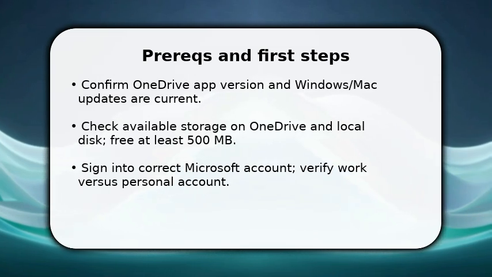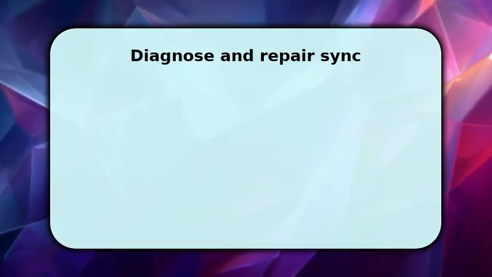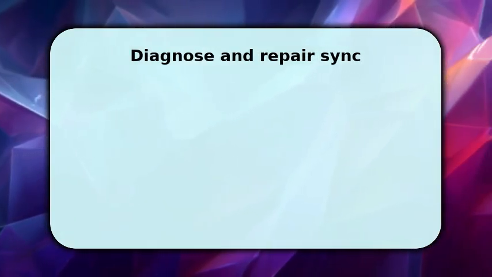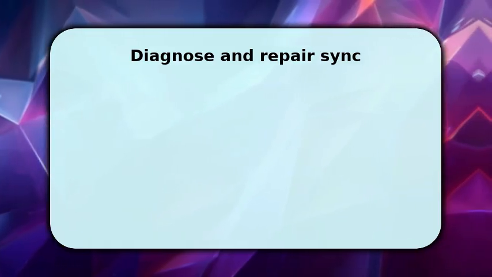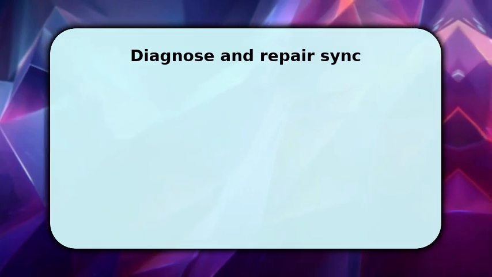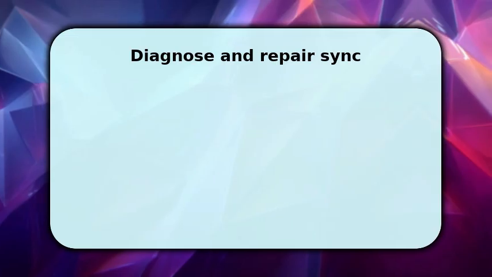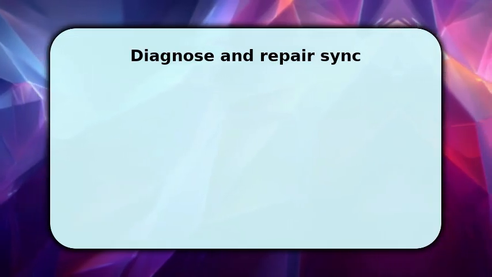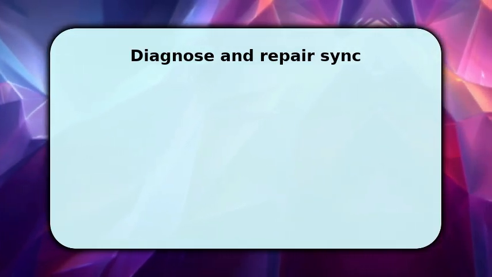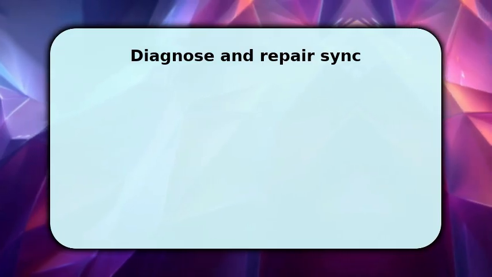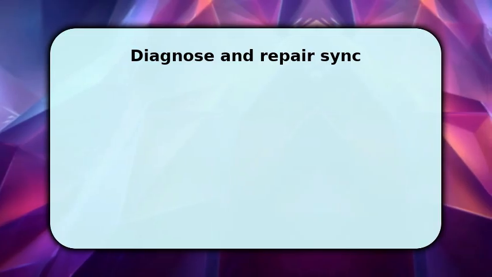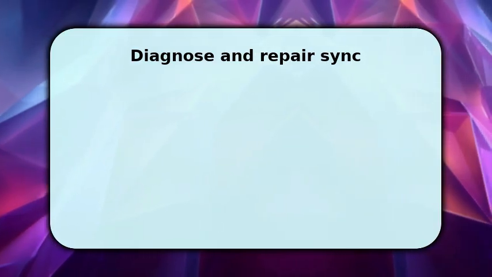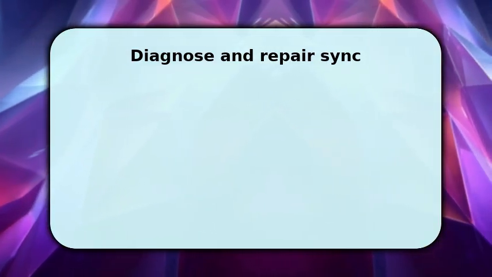Now you diagnose, pause and resume syncing to force a status refresh, and write down any error codes because they guide the fix. Next, use the OneDrive app to view files online. This verifies remote state, and if necessary unlink, then relink your account to rebuild settings. If problems persist, perform a client reset with the provided reset command. This clears cached metadata without harming cloud data. After reset, sign back in and monitor the client as it reindexes and resumes.